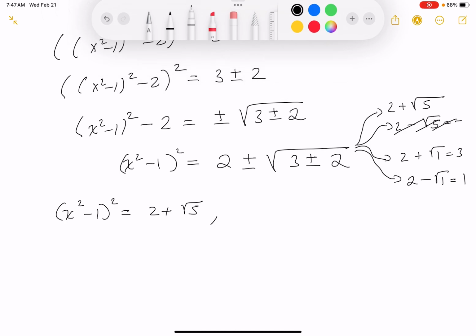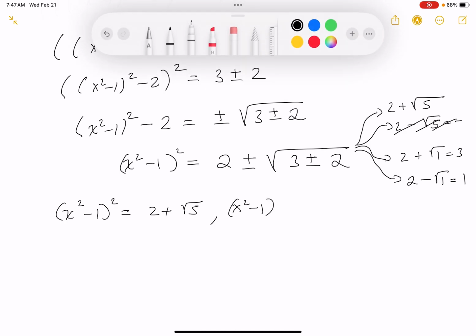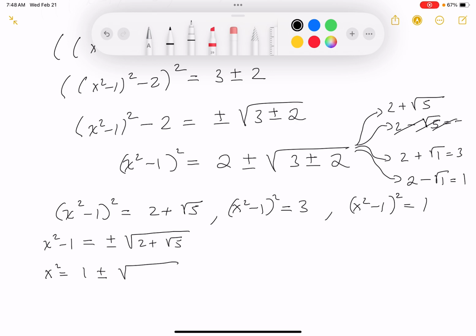You're going to get (x² − 1)² = 3, and then you get (x² − 1)² = 1. Let's just go through that and see what happens. What do you get over here? x² − 1 equals plus or minus the square root of 2 plus root 5. All right? And what do you get there? x² would equal 1 plus or minus the square root of 2 plus root 5.